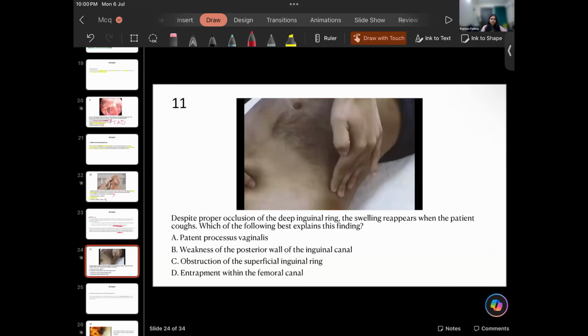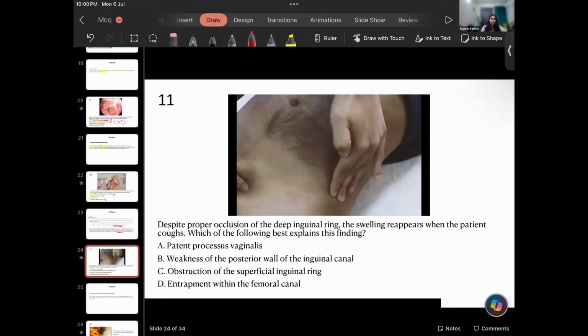We move on to the next question. Despite proper occlusion of the deep inguinal ring, the swelling reappears when the patient coughs. So this clue basically gives some test or some process being performed, and the swelling reappears. The question points towards a case of hernia. Which of the following best explains this finding? So we will go through the video once.